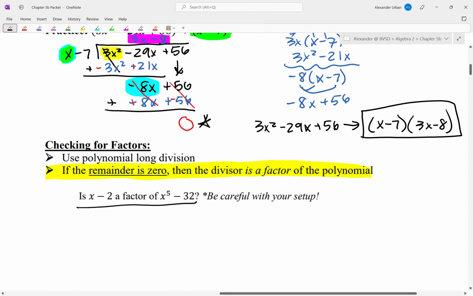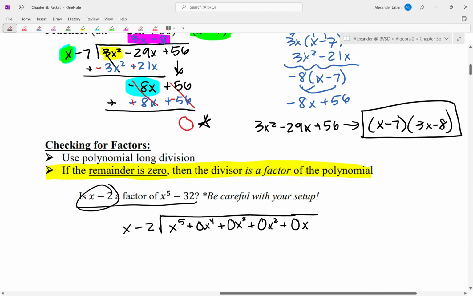Try x to the 5th minus 32 and see if x minus 2 is a factor. But I will give you one clue. Here is how you set this up. If we're missing terms, you must supplement them with 0 of the missing terms. You cannot do it any other way. Notice I have x to the 5th, then 0x to the 4th, then 0x to the 3rd, then 0x squared, then 0x minus 32. Give this one a try.